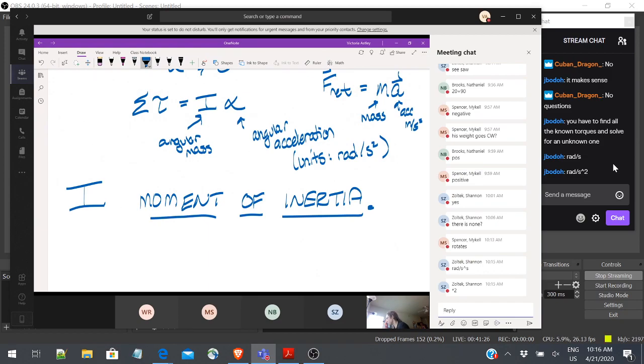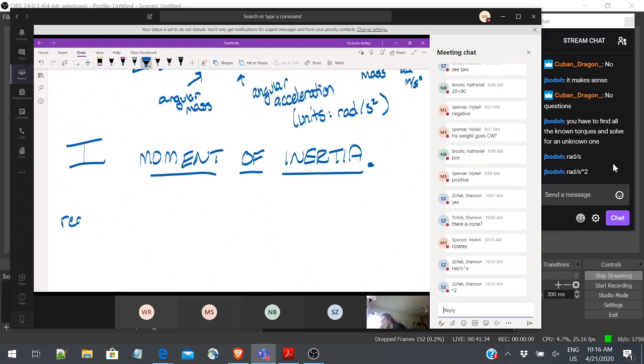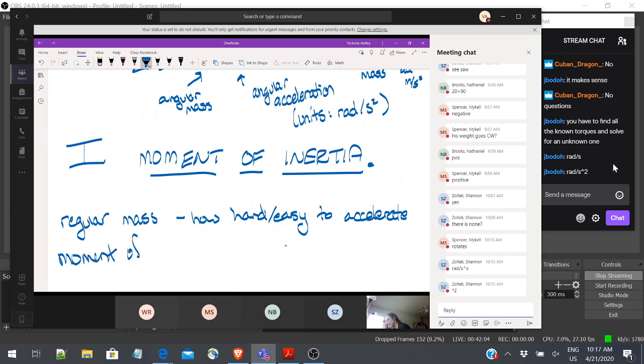Moment of inertia has to do with how easy something is to spin. You can think of regular mass as having to do with how easy or how hard it is to accelerate something, right? If I push with 5 newtons, am I going to get 1 meter per second squared or 10 meters per second squared? It has to do with how massive the object is. The same thing is true for moment of inertia. It's a measure of how hard it is to spin something.